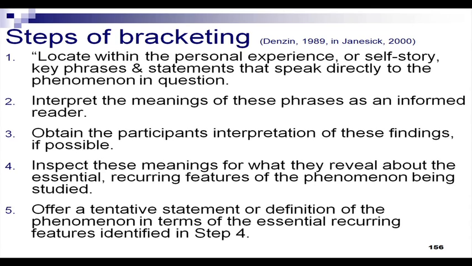Then inspect. The fourth step is to inspect these meanings for what they reveal about the essential recurring features of the phenomenon being studied. Once these two sets of interpretations are on the same page, the next step is to find out what these meanings reveal, having cross-checked them with the generators of these meanings. What do these meanings reveal about the essential recurring features of the phenomenon, how do they indicate that this phenomenon, or what is their connection with the phenomenon under study?